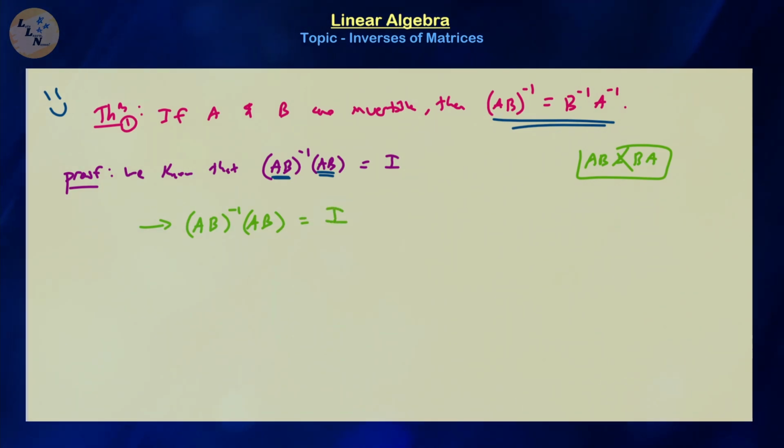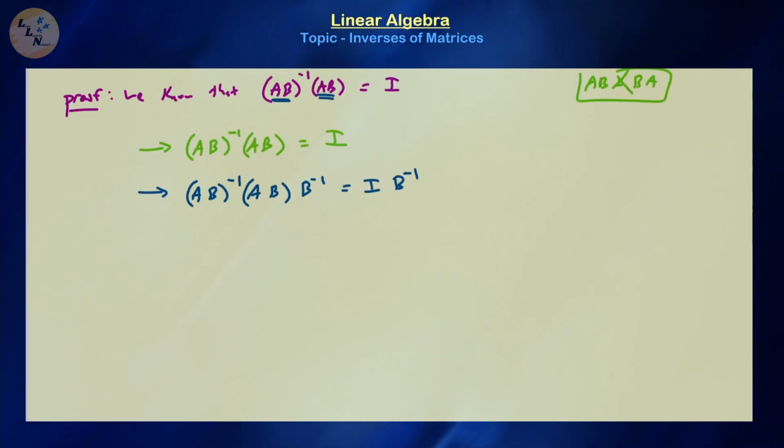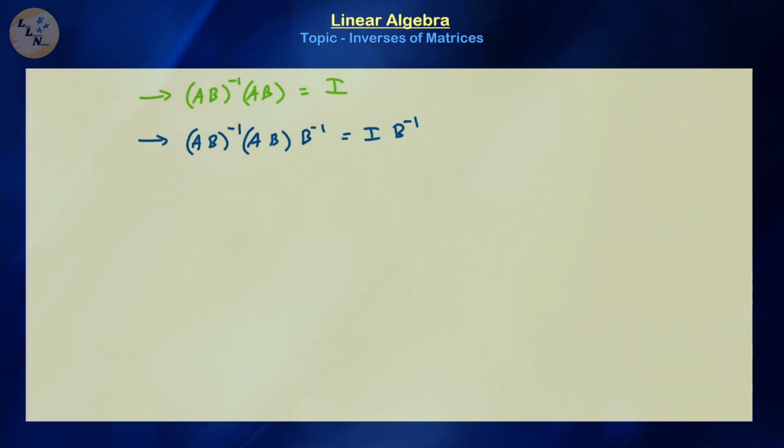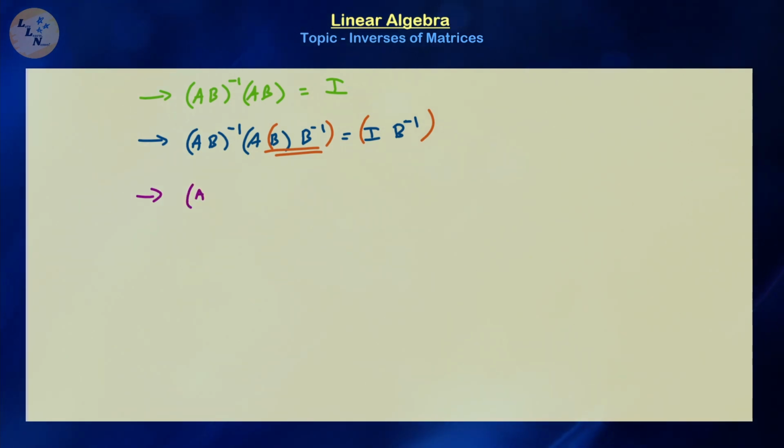And what I want to do is multiply both sides on the right by B inverse. So we're going to have (AB) inverse times AB times B inverse is equal to I times B inverse. Now, you may wonder, why exactly do I want to do that? You'll see in just a moment. But first off, notice that we can reassociate these matrices, and B times B inverse is going to be the identity, so that's going to disappear. And B inverse times the identity is just going to be B inverse. So that's going to give us (AB) inverse times A is equal to B inverse.